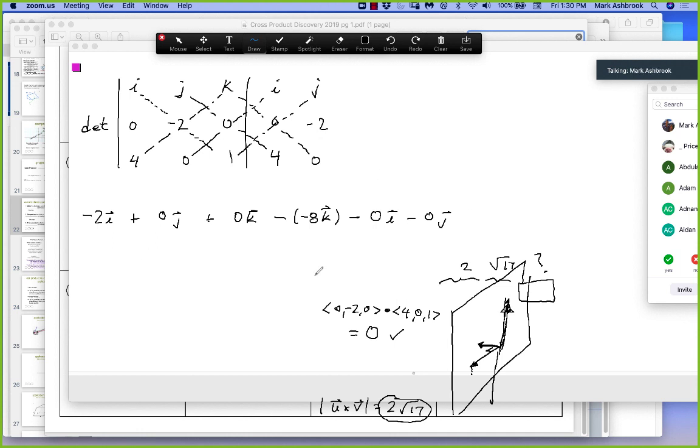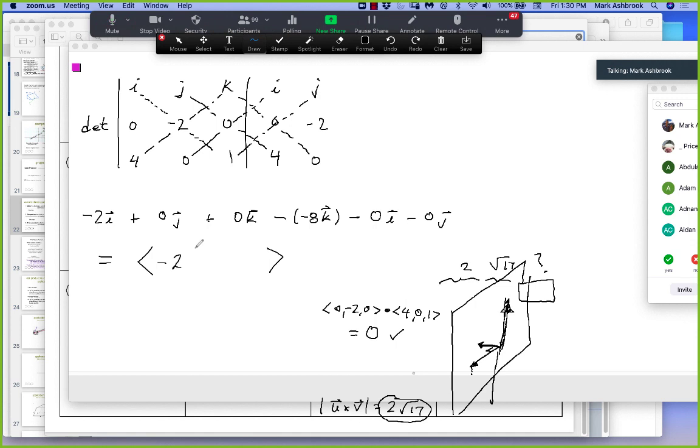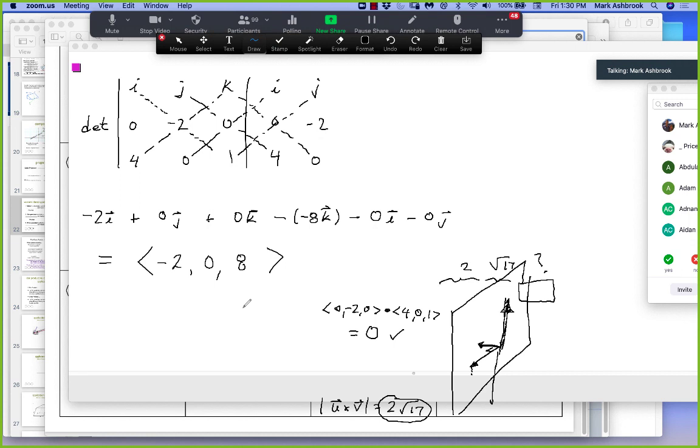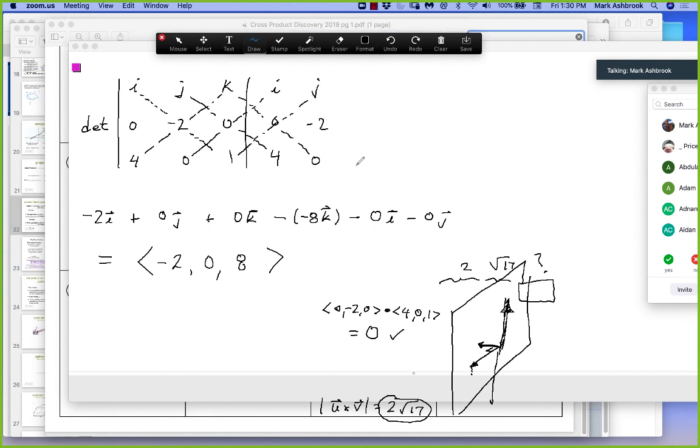And now we're just going to find the one vector. I'll write in component form now. And so what is it? We got negative 2i and 0i. That's negative 2. 0j and 0j makes 0. 0k and minus negative 8k is plus 8. So there's my cross product. Negative 2, 0, 8. So I've actually got it in component form now. So questions on this algorithm or this method to get the cross product as a vector?